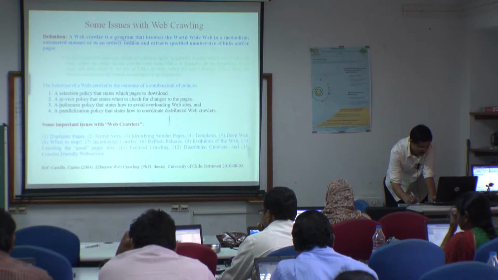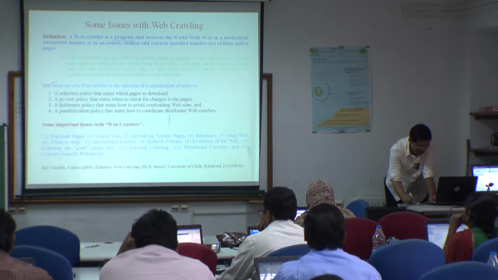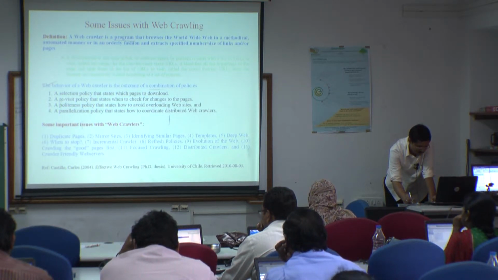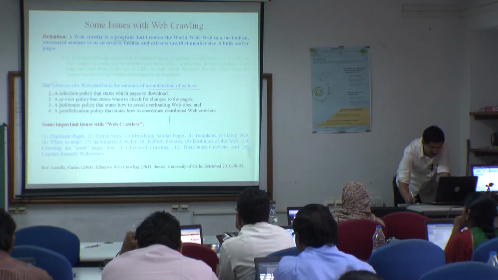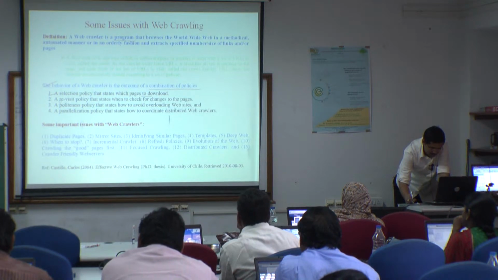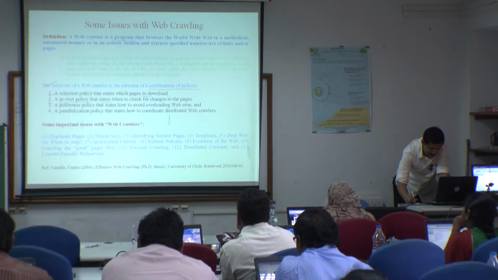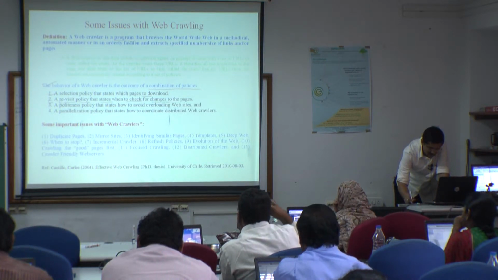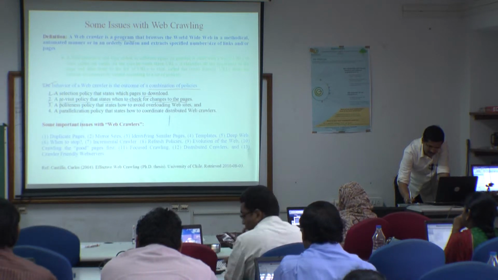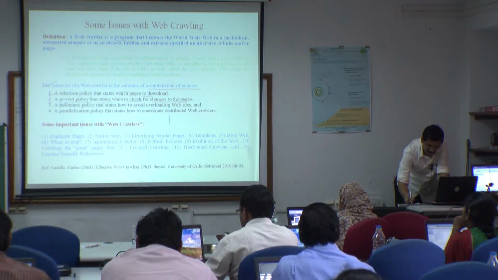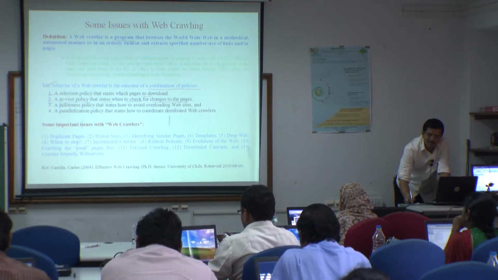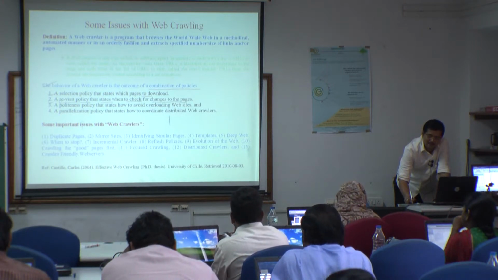The major behavior of every web crawler is the outcome of a combination of policies. For example, first is the selection policy, which states which page to download. Second is the revisit policy, which states when to check for changes to the page. Actually these policies depend upon the main policy of the company that maintains the search engine.